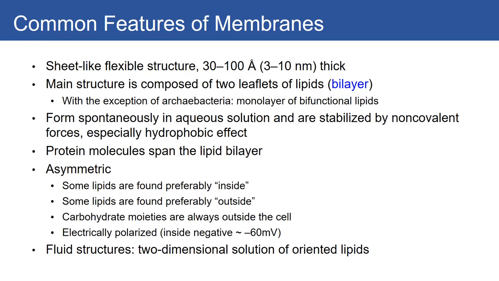Common features of membranes. Membranes are about 3 to 10 nanometers thick, or 30 to 100 angstroms. There's a main structure, which is a bilayer. There are two leaves of that membrane. There's an exception: archaeobacteria have a monolayer of bifunctional lipids.